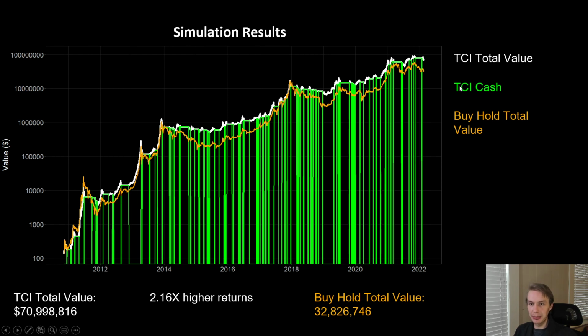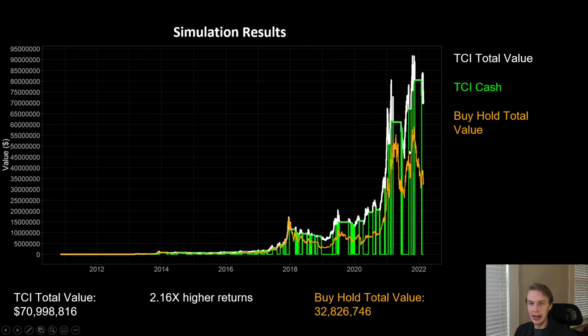But I think it's quite impressive in some ways that even given those properties, even though it's not designed to be used in the way that I'm using it here, you still would be outperforming the market by over 2 times over Bitcoin's life. And so, you know, 70 million versus 32 million, pretty darn good in my opinion.